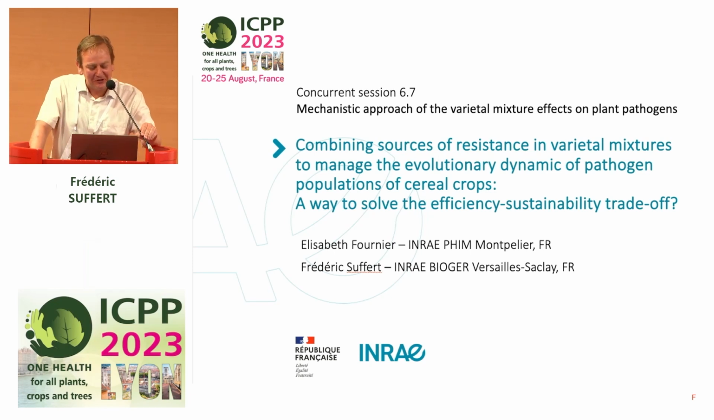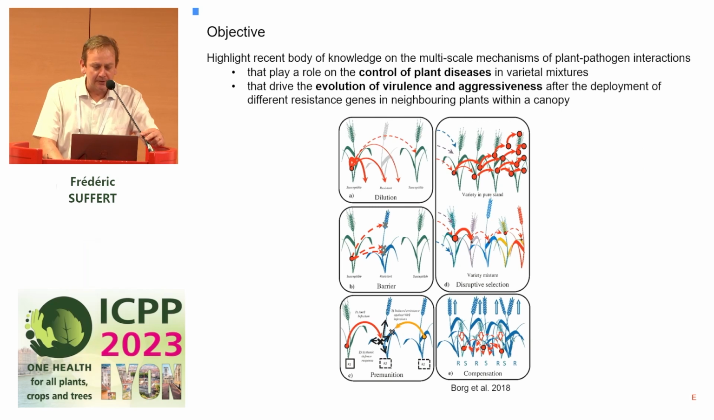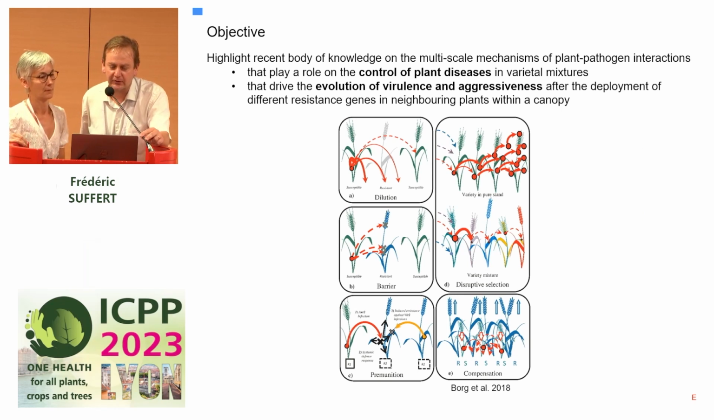So the challenge we take is to question whether cultivar mixtures are a way to solve what we call the trade-off between the efficacy of the mixtures to reduce the disease and the sustainability goal, the durability of resistance genes used in these mixtures. So I gave you the slide you already saw in the first introduction, and I let Elisabeth talk about the objective of the presentation.